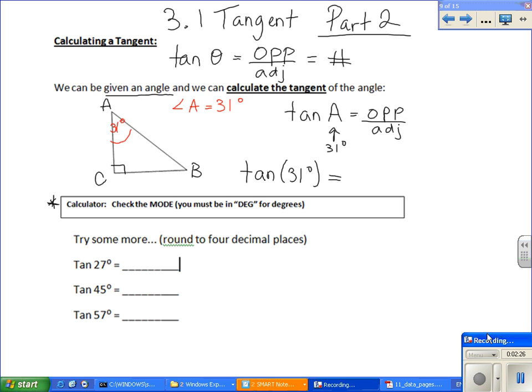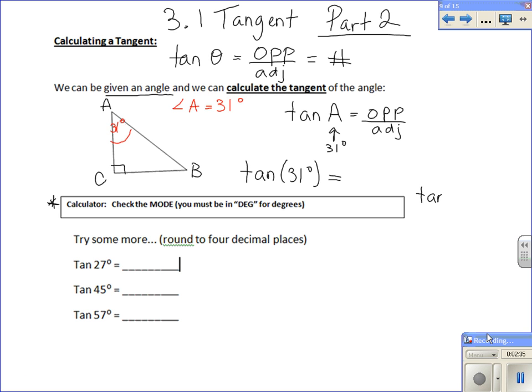You have a scientific calculator. It has buttons on it. You should see on your calculator that you have a tan button. You have a cosine button on your calculator, and it's usually spelled COS. And you should have a sine button on your calculator, which is spelled SIN. You are going to be using the tangent button today.